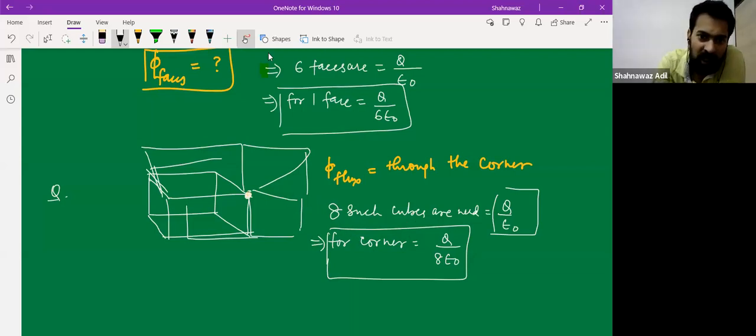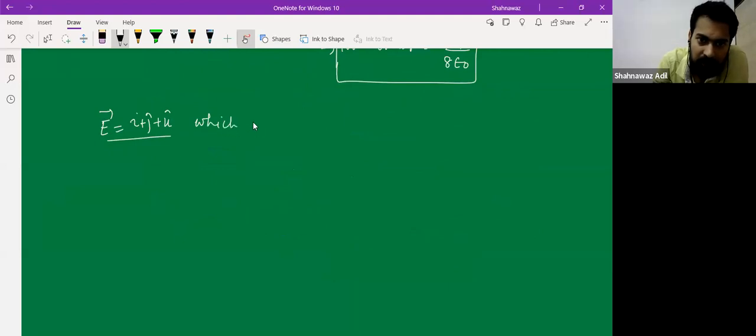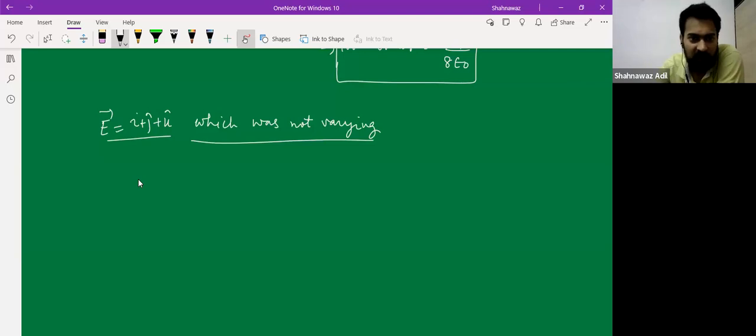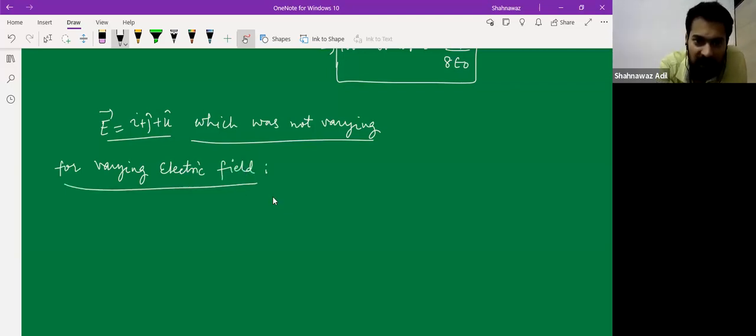Okay. Now the next question. In all those previous questions, you had some electric field like I, J, something like this, which was not varying, right? Now we will calculate the electric flux for the varying electric field. So for a varying electric field, you will have what?